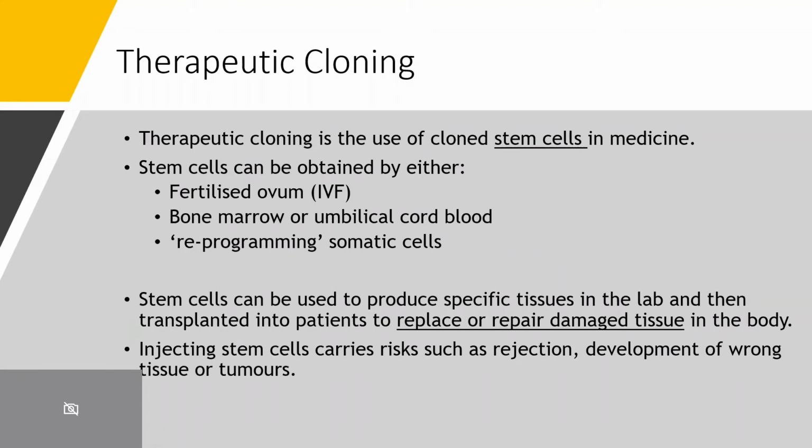Therapeutic cloning is the use of cloned stem cells in medicine. So stem cells can be obtained by either a fertilized ovum, so from IVF, from bone marrow or the umbilical cord blood, or we can reprogram somatic cells to become stem cells. So stem cells can be used to produce specific tissues in the lab and then transplanted into patients to replace or repair damaged tissue in the body. Injecting stem cells does carry risks such as rejection, development of wrong tissue, or tumours.